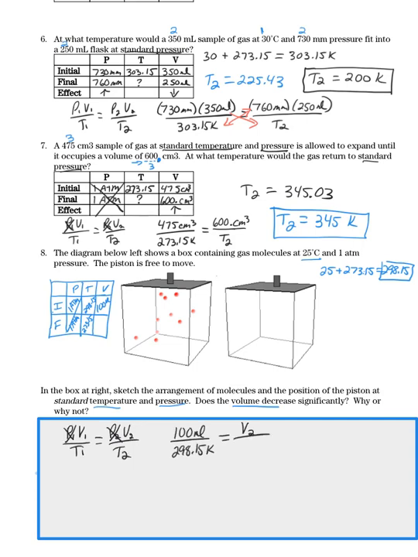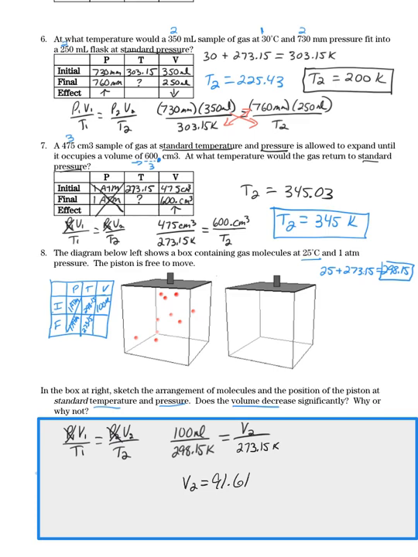Now, my ending volume is what I need to find. And I know my ending temperature is 273.15 degrees Kelvin. So I'm going to go ahead and cross multiply and solve for volume. All right, my ending volume is going to be equal to 91.614, and so on.